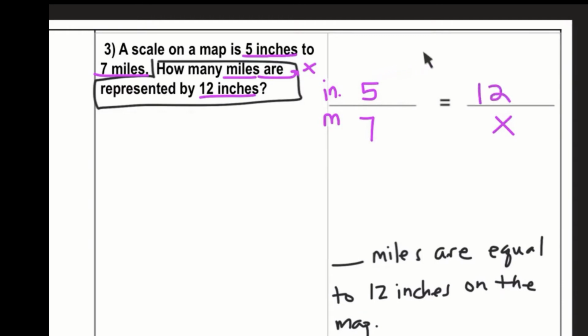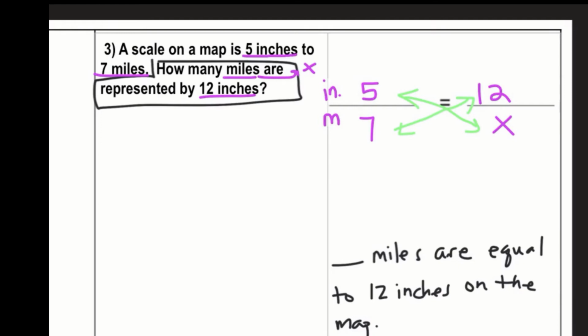Do you see a horizontal relationship? Do you see a vertical relationship, top down or down up? Here's where we're going to take an opportunity to use our cross products. Let's start by going 7 times 12. And then we're going to divide that by 5 to find our missing value for x. What is that?